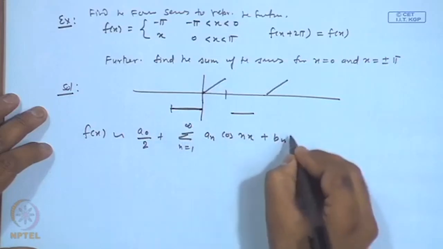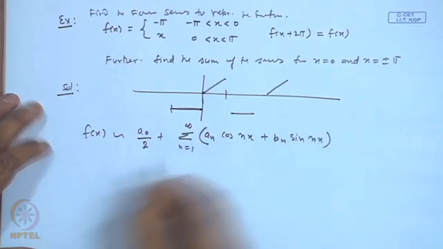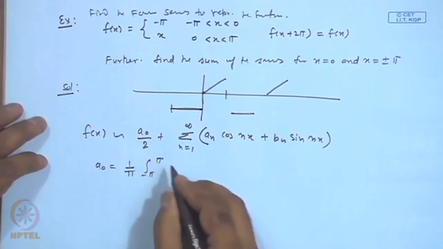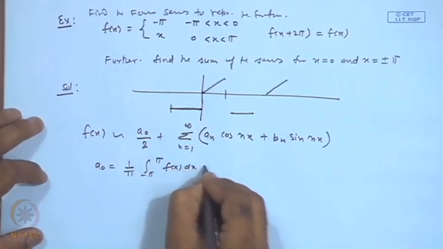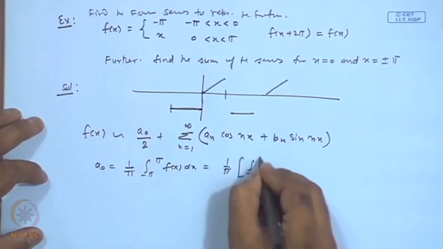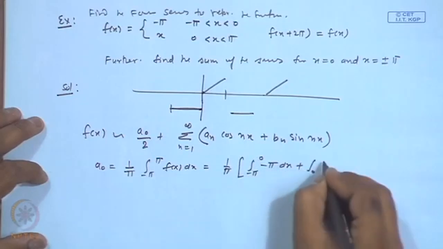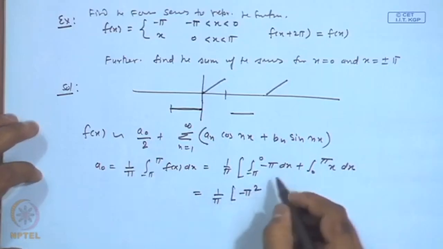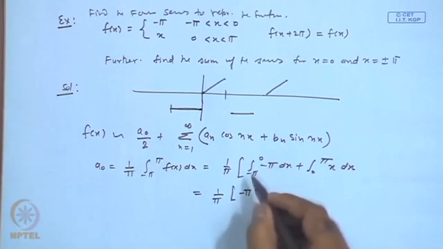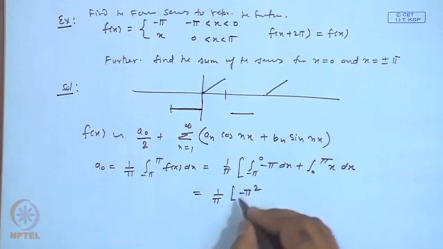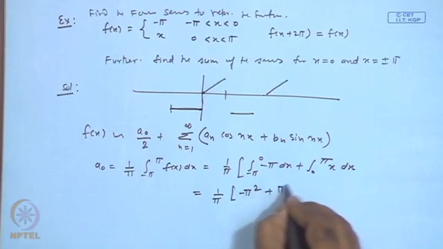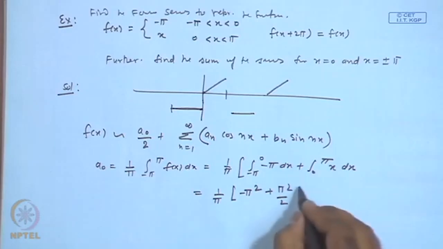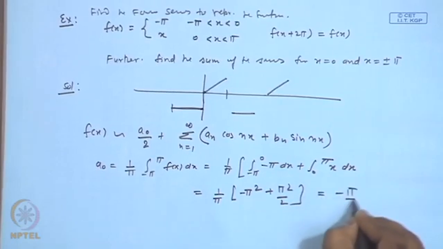a_0/2 plus the sum of a_n cos nx plus b_n sin nx, and we calculate this a_0 first, that is 1 over pi, integral from minus pi to pi of f(x) dx. So, we can break this from minus pi to 0, we have minus pi dx plus 0 to pi, we have x dx, and this is 1 over pi times minus pi square, because minus pi, and then we have x here. So, we will get again minus pi square, and plus we will get pi square by 2. And this is nothing else but minus pi by 2.